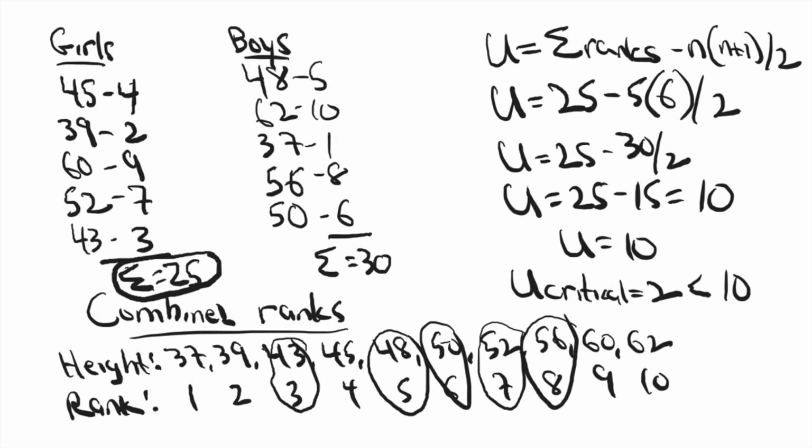That is smaller than my observed value of 10. And now what I conclude is that because my observed value is larger than my critical U value, my result is not statistically significant. And there is no difference in the median rank of boys and girls in their height in this class. So that's how you calculate a Mann-Whitney U.